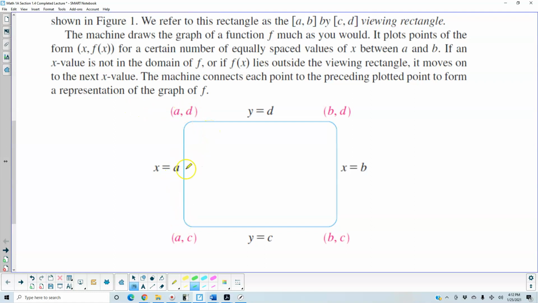So here x is equal to a, x is equal to b, and then y is equal to c and y is equal to d. So here is your minimum, here's your maximum for your y values, here's your minimum for your x, and here's your maximum for your x.